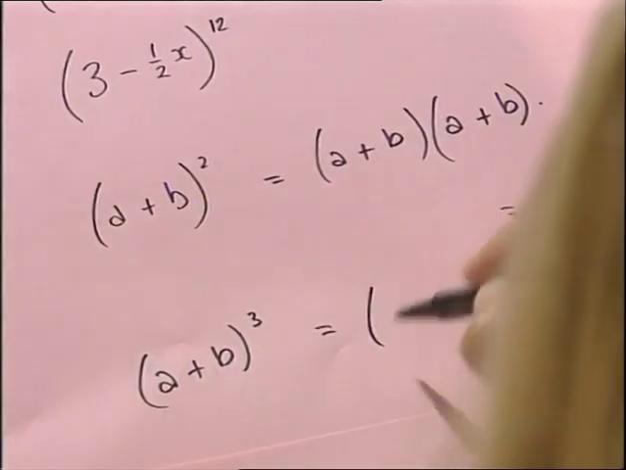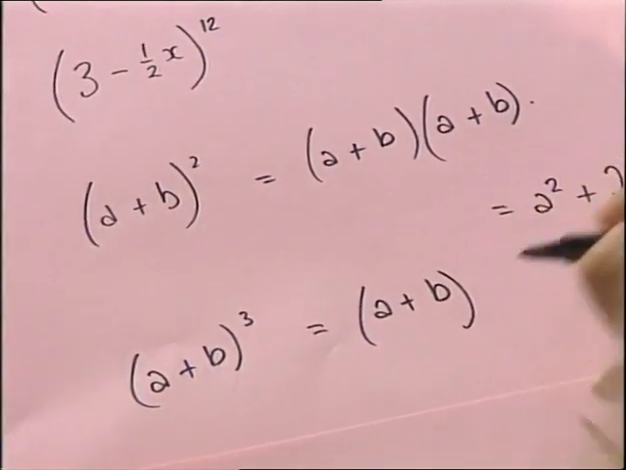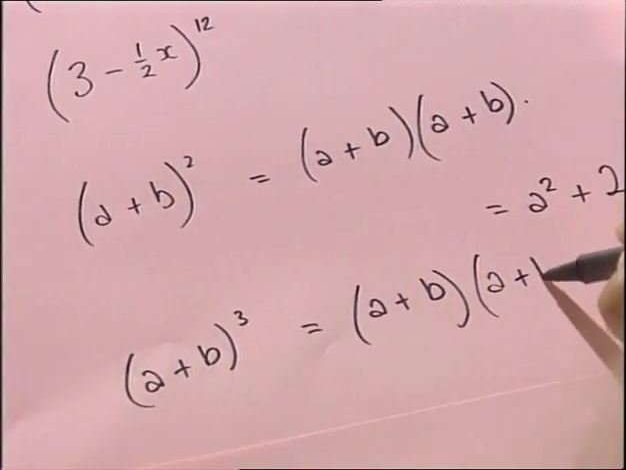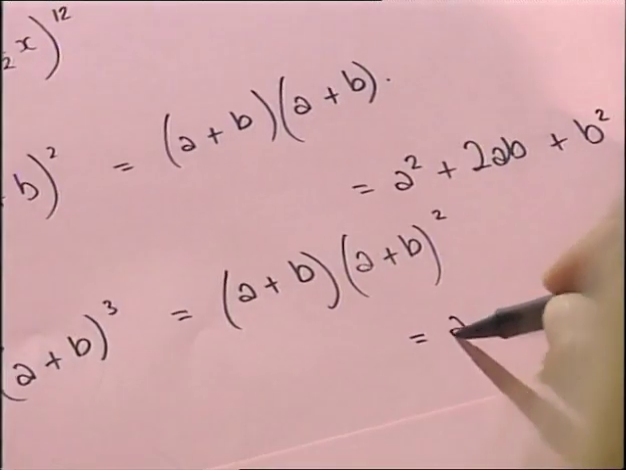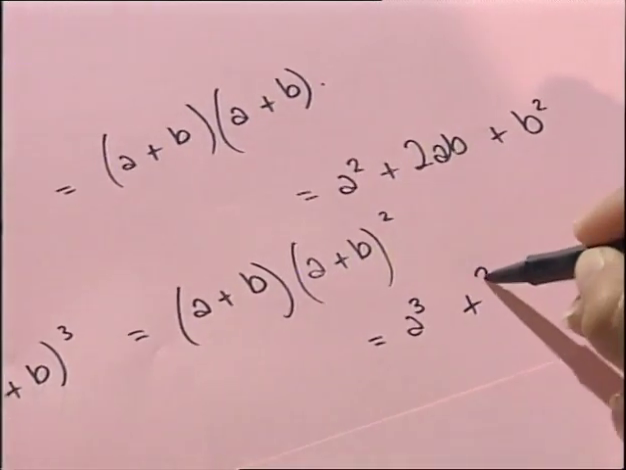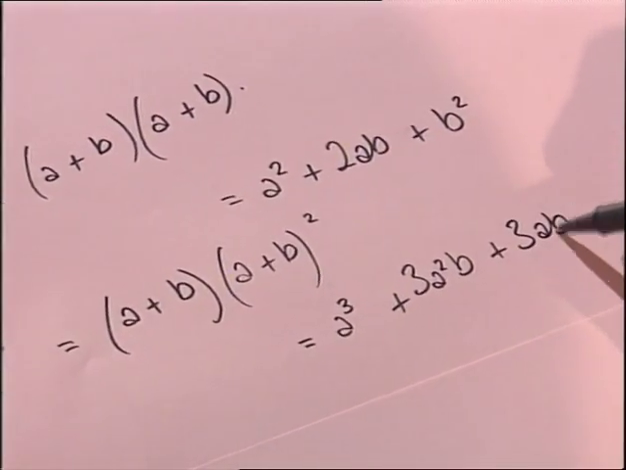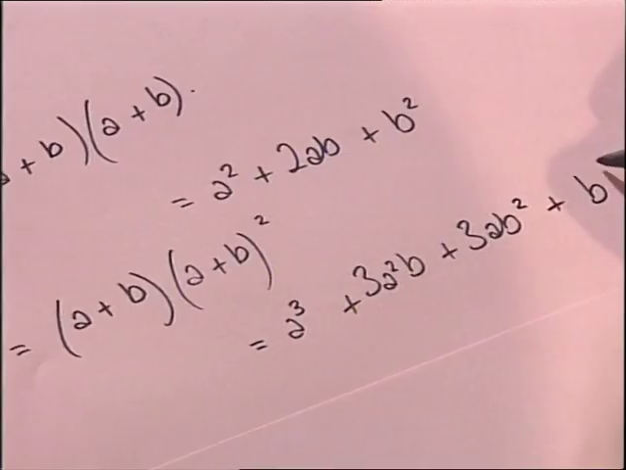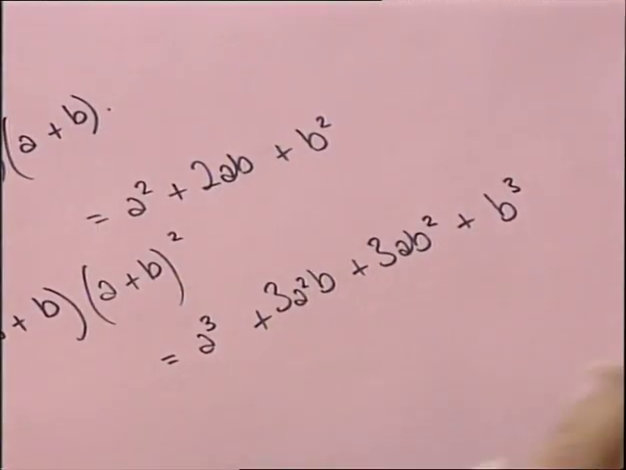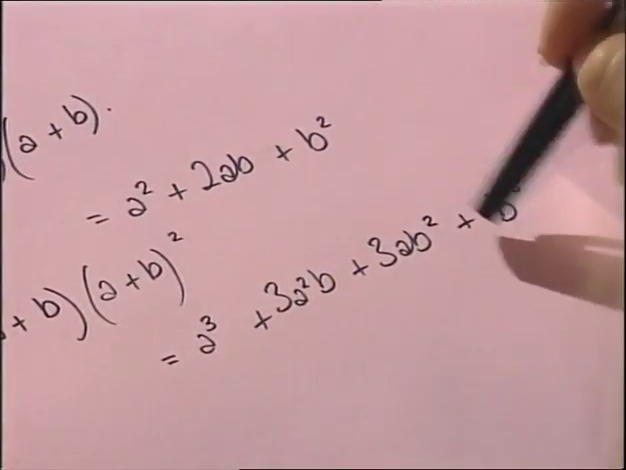Well, that's (a + b) times (a + b)², which you've just worked out. It turns out to be a³ + 3a²b + 3ab² + b³. Now, doing any further calculations of that type would clearly be rather tedious, but there is a shortcut that you can use. First of all, notice the shape of these two expressions.